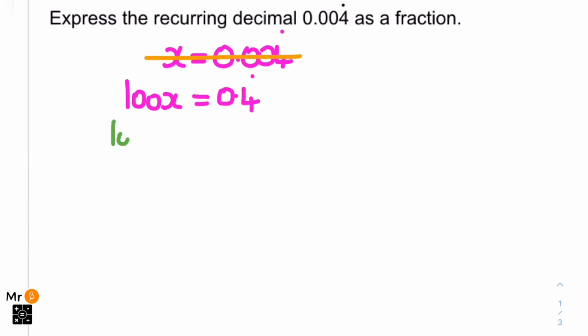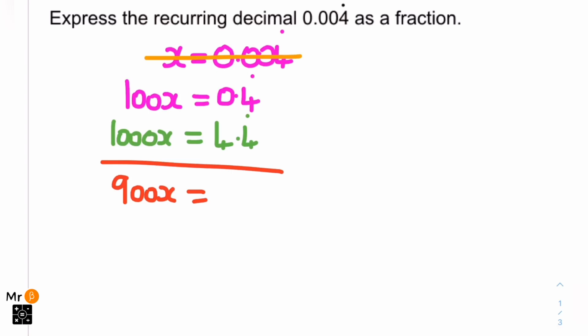Now we're going to times by 10 again, so that means it's going to be 1000x, and that's equal to 4.4 recurring. We're going to subtract these. 1000 take away 100 is 900x. 4 take away 0 is 4, remembering that our recurring parts cancelled each other out. We can now divide by 900 to get our final answer.